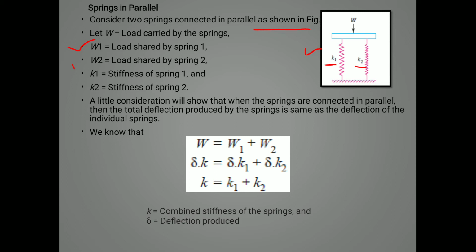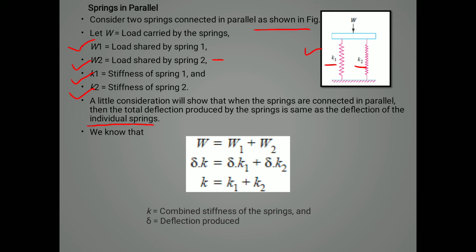Then considering W2 is the load shared by spring number 2. K1 is the stiffness of spring 1 and K2 is the stiffness of spring number 2. So here also we are considering, and it is shown that the springs are connected in parallel, then the total deflection produced by the spring is the same as the deflection of an individual spring.